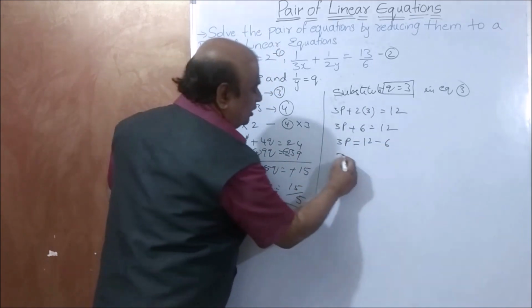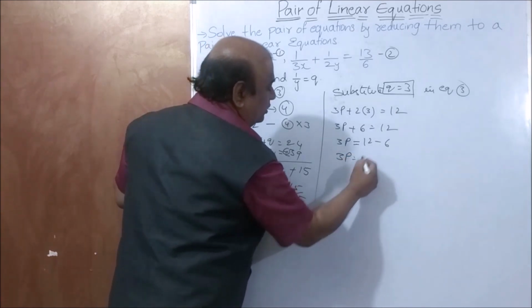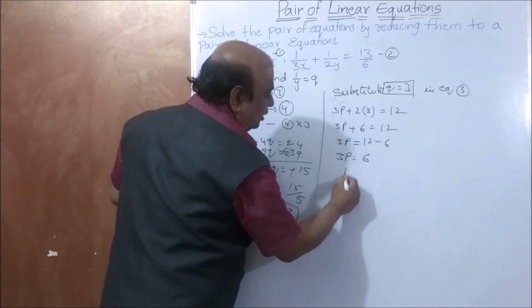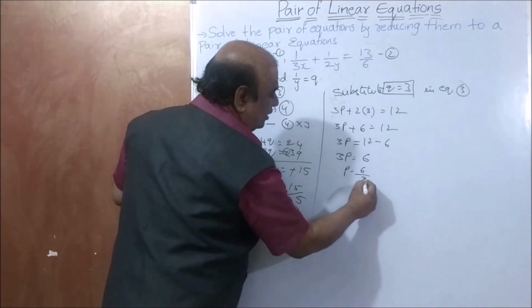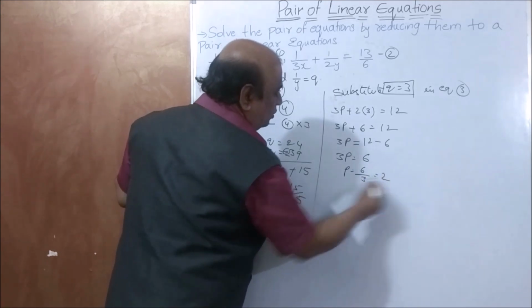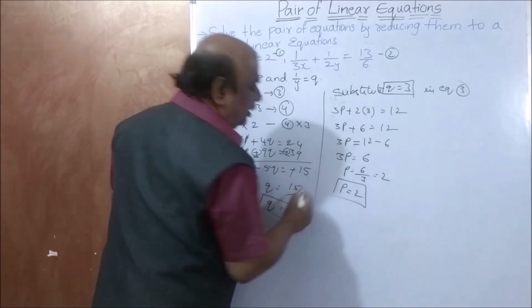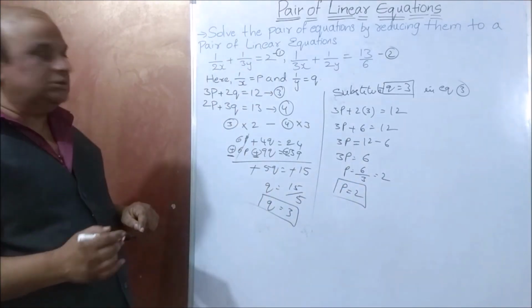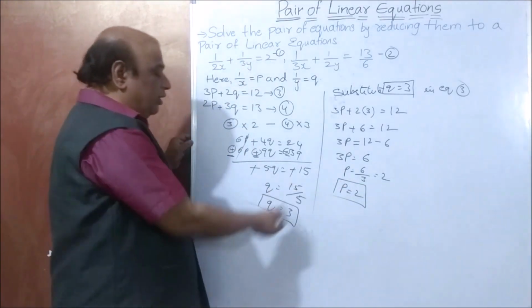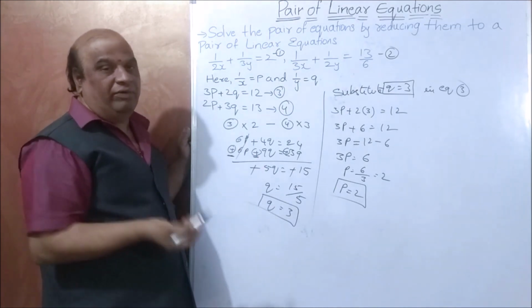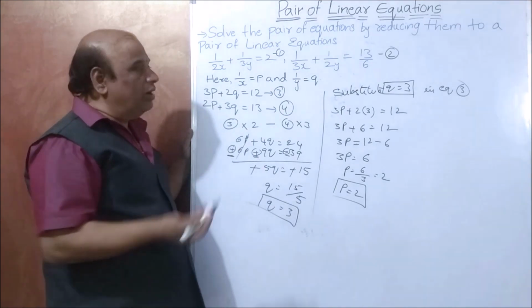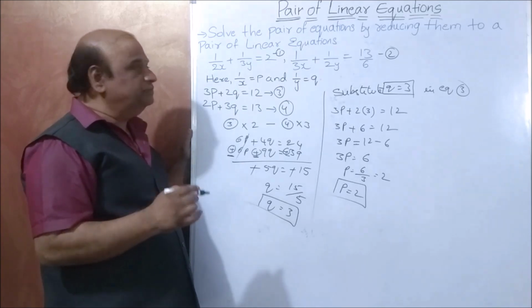12 minus 6, 3p is equal to 6. P is equal to 6 by 3, that is equal to 2. We are getting P is equal to 2. Here, you observe students, here we are getting P value and Q value, but not X value and Y value. Actually, we have to find X value and Y value.